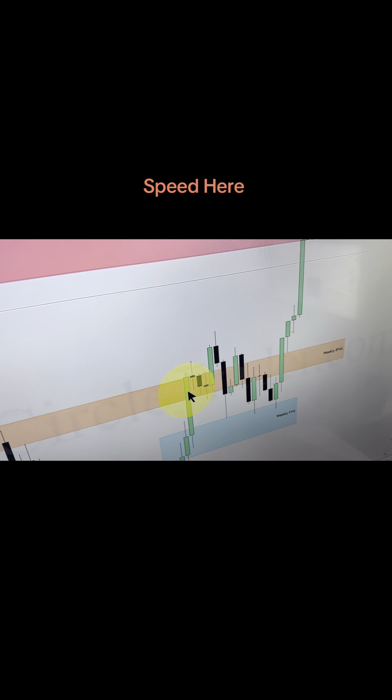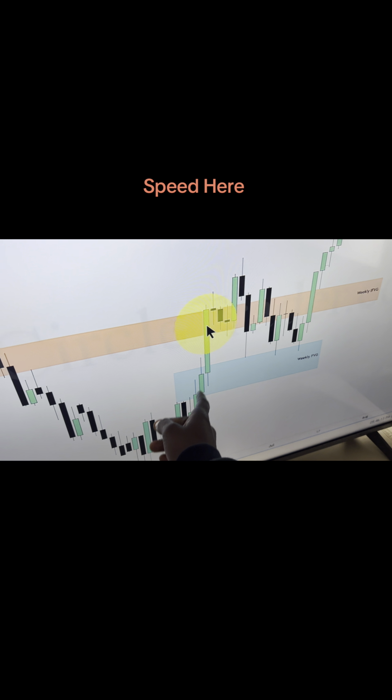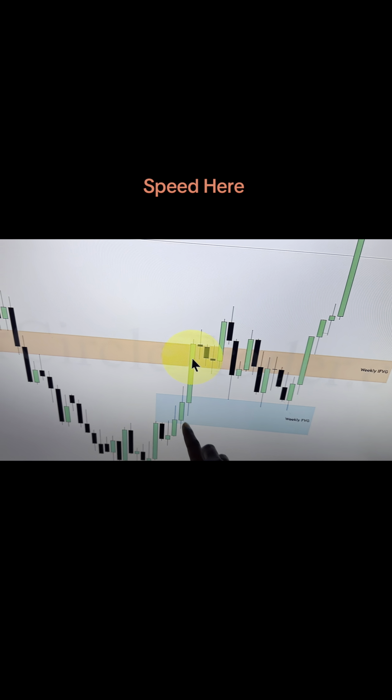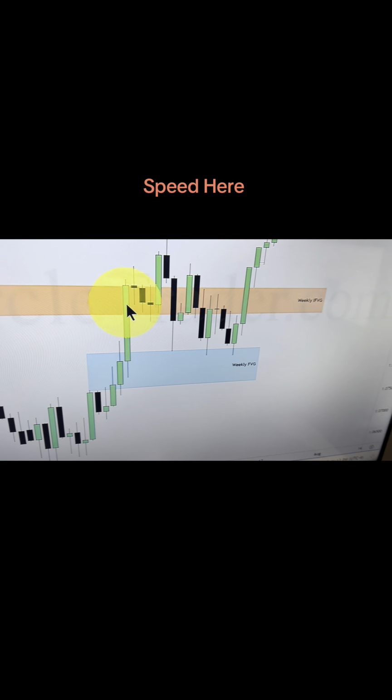Now after this pullback, if you find this range from this range low right here to this range high, if you run your Fibonacci, you'll find that this is an optimum trade entry area inside what? Upper quadrant of the weekly fair value gap. So inside the weekly fair value gap right there.